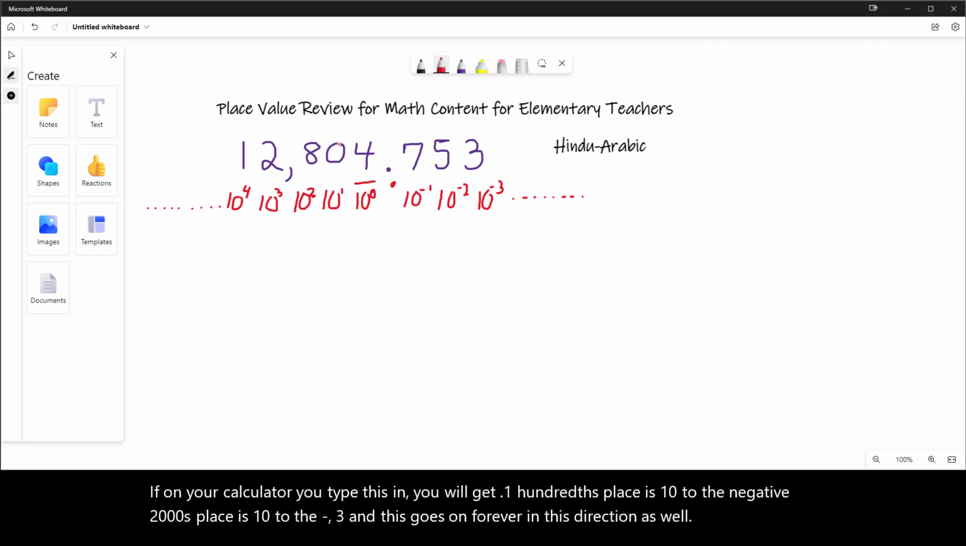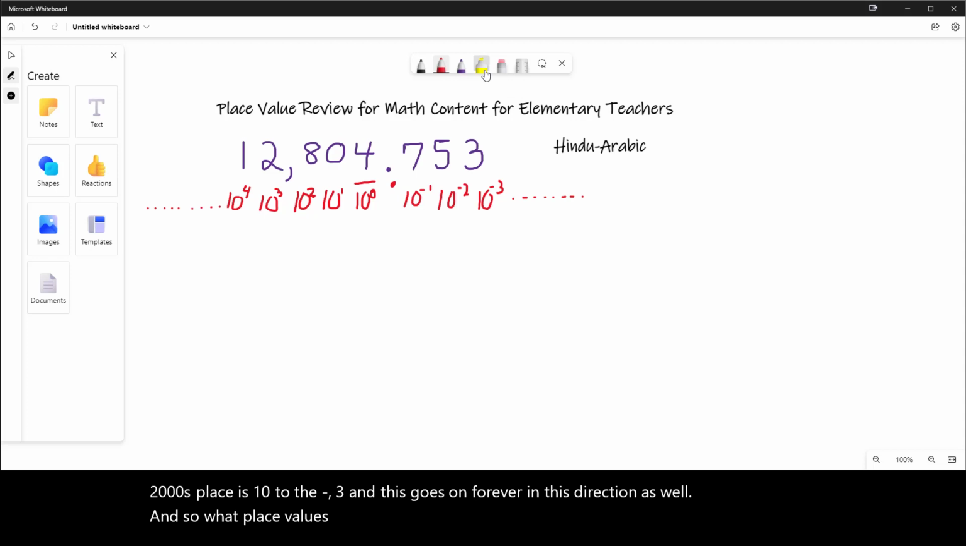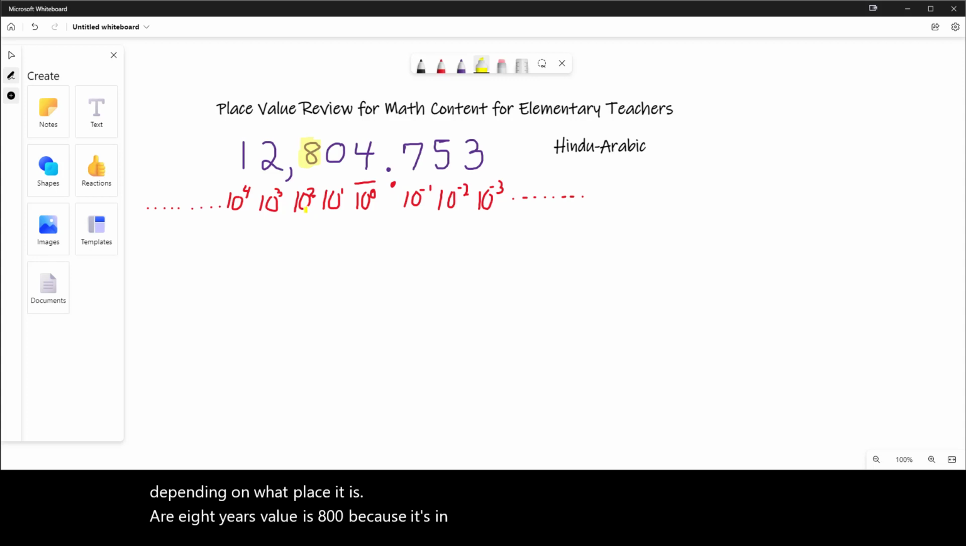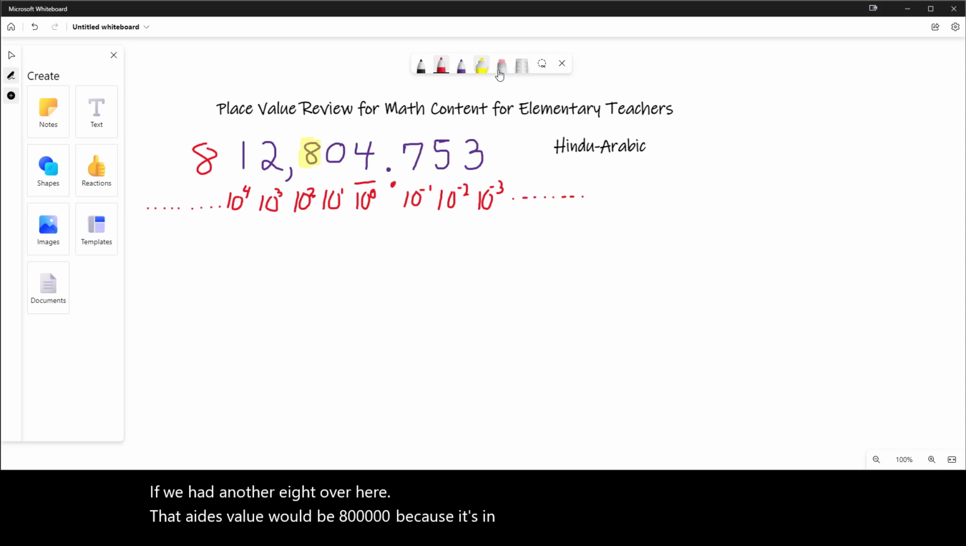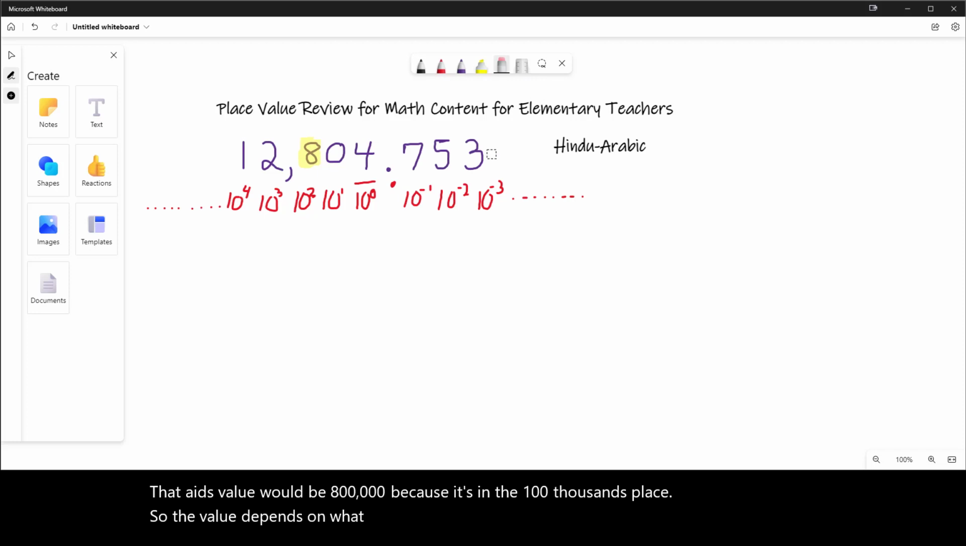And so what place value means is that the digit that we look at has a different value depending on what place it is. Our 8 here's value is 800 because it's in the hundreds place. If we had another 8 over here, that 8's value would be 800,000 because it's in the hundred thousands place. So the value depends on what your place is in the number. That's what place value means.